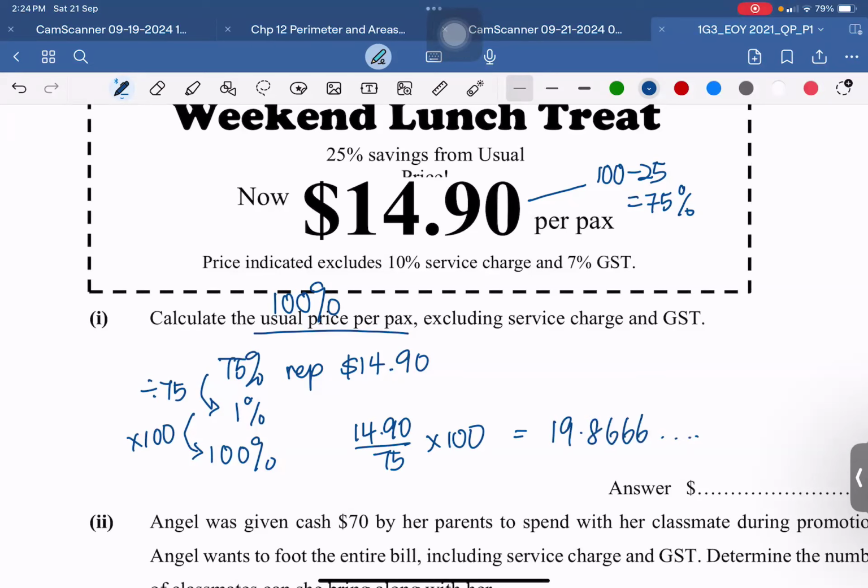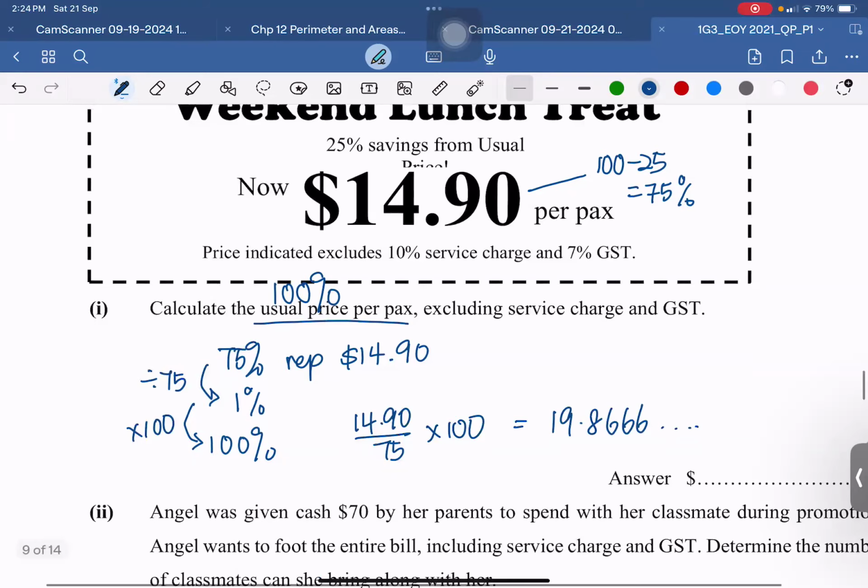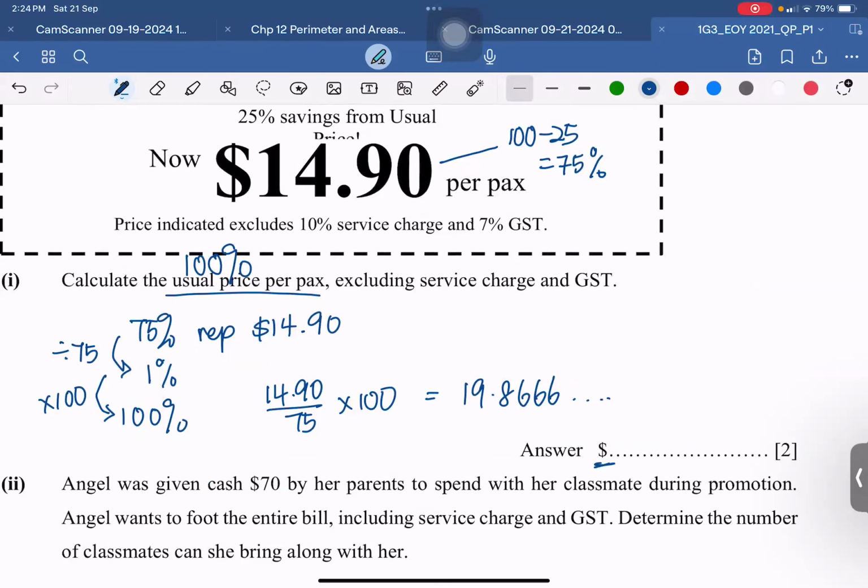19.86666 something. But when we talk about money, this is usually in what accuracy form? Do you know the accuracy? Money in dollars and cents must give accuracy to 2 decimal places. So we round this off to $19.86, which becomes 887. Is this okay? Can, huh? Okay.